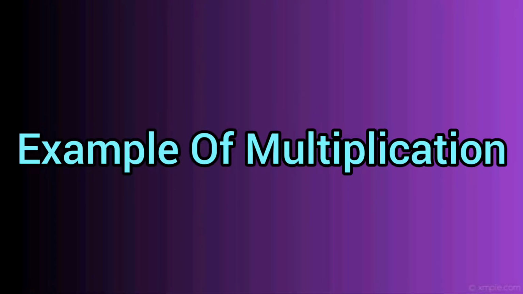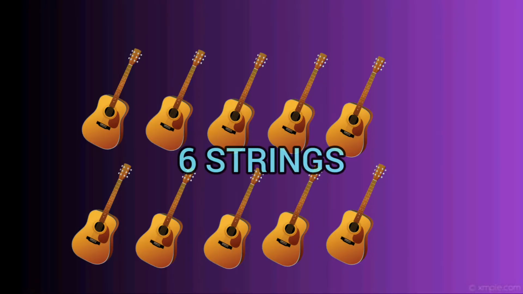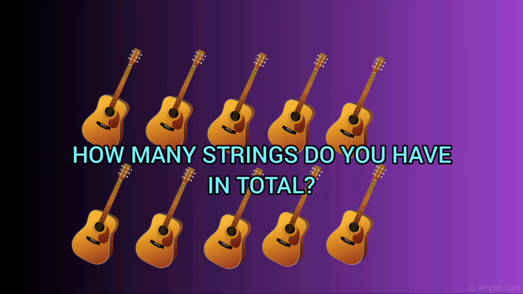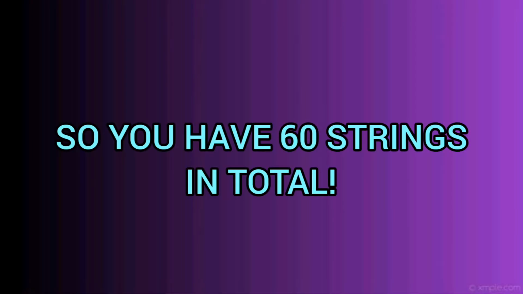Example of multiplication. There are 10 guitars and each guitar has 6 strings. How many strings do you have in total? So 6 into 10 is equal to 60. You have 60 strings in total.